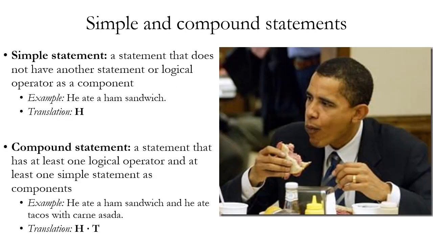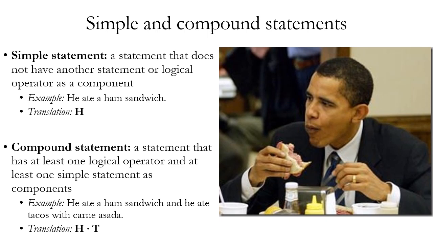So first, it's good to distinguish between simple and compound statements. A simple statement is one that doesn't have another statement or a logical operator as parts or components. So for example, he ate a ham sandwich. When we're translating a simple statement into logical symbols, we use any capital letter from the Roman alphabet from A to Z. It doesn't matter which letter we use as long as we're consistent within one argument.